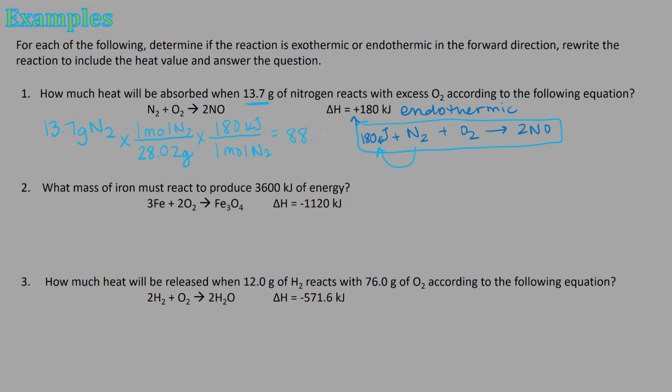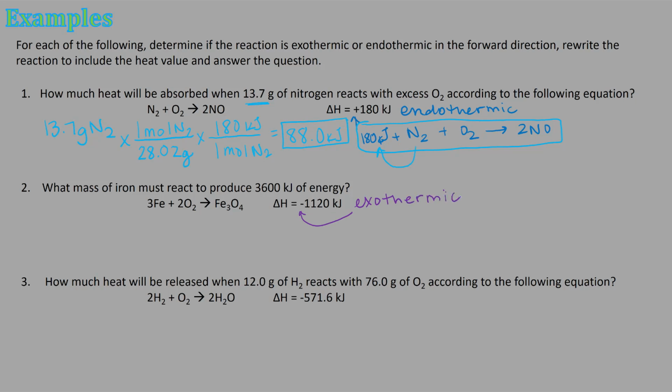And then next it says, what mass of iron must react to produce 3,600 kilojoules of energy? So I'm going to rewrite the reaction. And first I notice that this is negative, so that means it's exothermic. The heat is leaving.